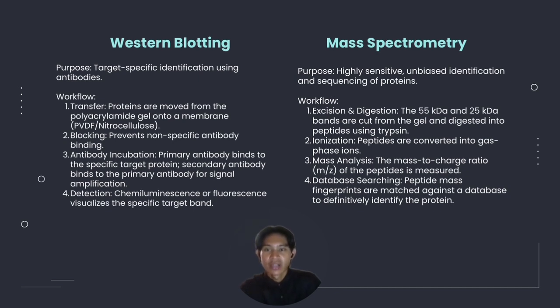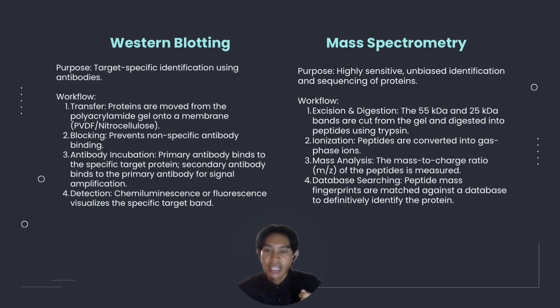And next, we will use mass spectrometry. For this process, we will physically excise the 55 kilodalton and 35 kilodalton bands directly from our stained SDS-PAGE gel. And we will digest the protein inside the gel matrix into smaller pieces called peptides, usually using an enzyme reaction. These peptides then vaporize and ionize inside the mass spectrometer.